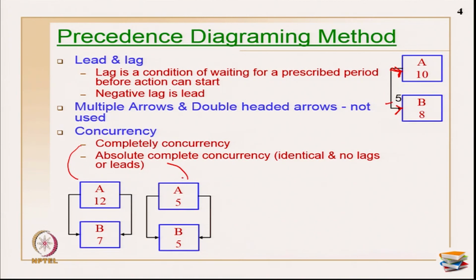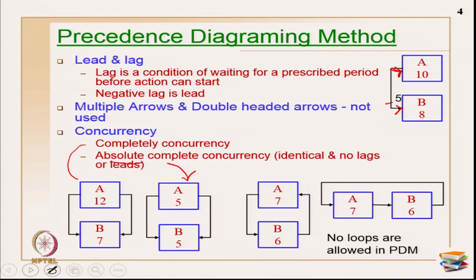This case is absolute complete concurrency. As the name absolute implies, the duration should be the same, and there is no lead or lag. Exactly in the time frame of one activity, the other activity is executed. It is primarily called absolute complete concurrency.